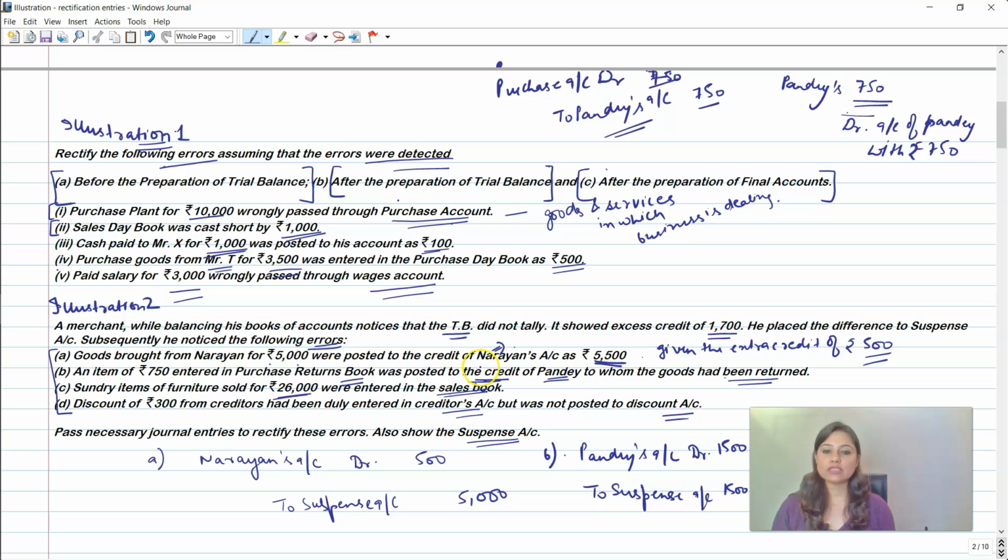So since the sales account has been wrongly credited with rupees 26,000, we would be debiting the sales account and crediting the furniture that has been sold. So furniture has been sold, therefore it is reducing the asset account, so we would be crediting the furniture account. And because we've already taken this effect wrongly in the sales book, we would be debiting the sales book with the amount of rupees 26,000.